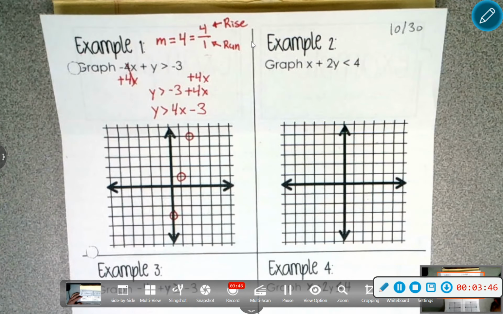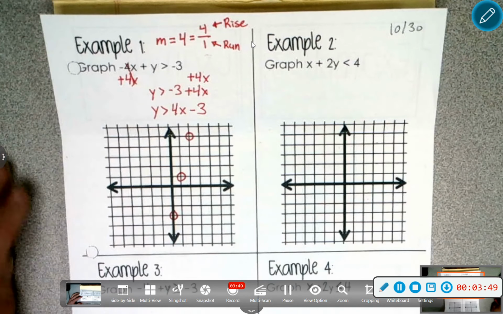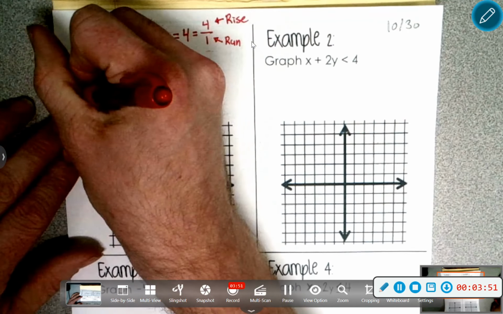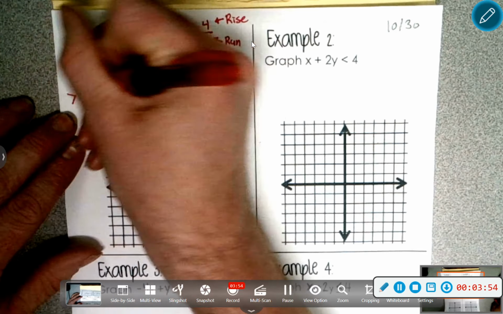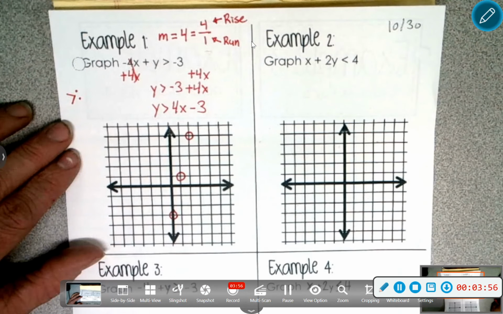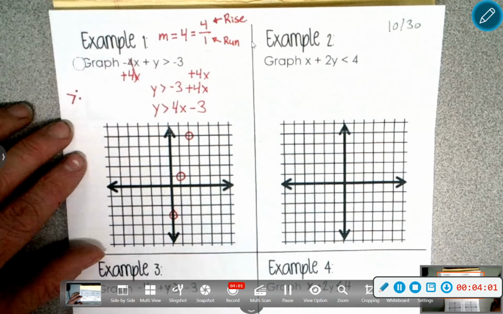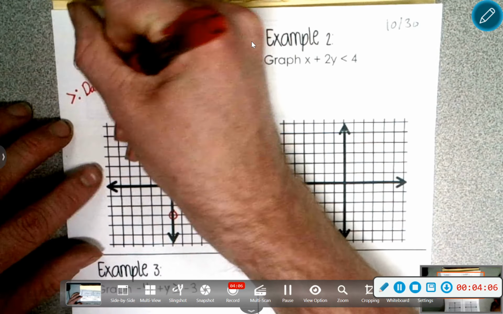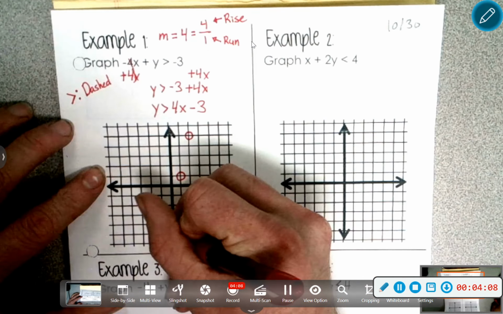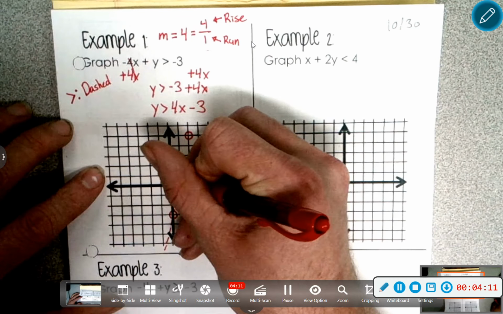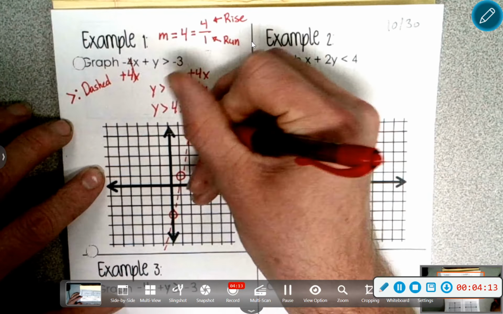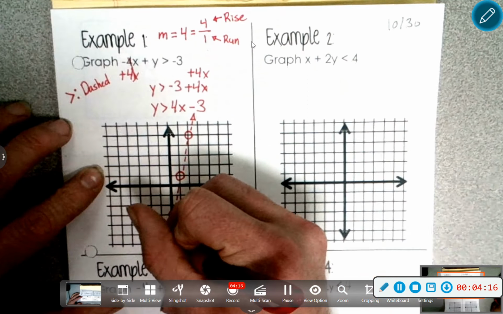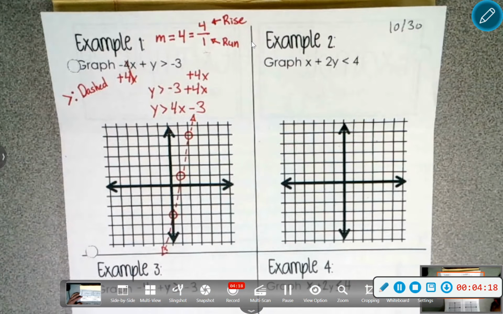So now we need to create the boundary line here. My symbol is the greater than symbol. Am I going to have a dashed line or a solid line? A dashed line. So I'm going to draw a dashed line for my boundary line. Okay, everybody understand why it's a dashed line?